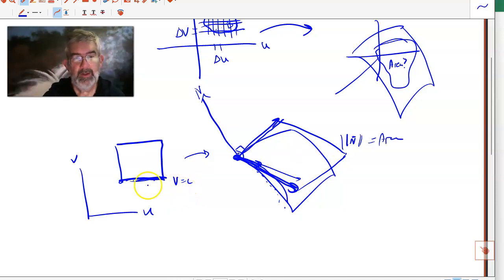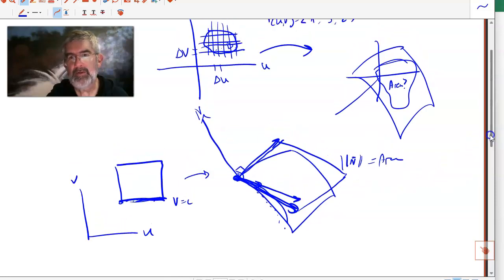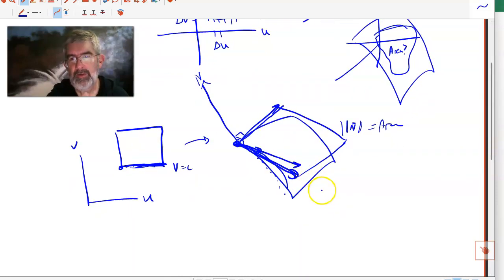So the vector here is going to be parallel to, what did we call the function? This was r. So I'm going to call it r sub u, that is the partial of the parameterization of the vector function with respect to u. So each of the components, x, y, and z, will have to take the partial with respect to u.